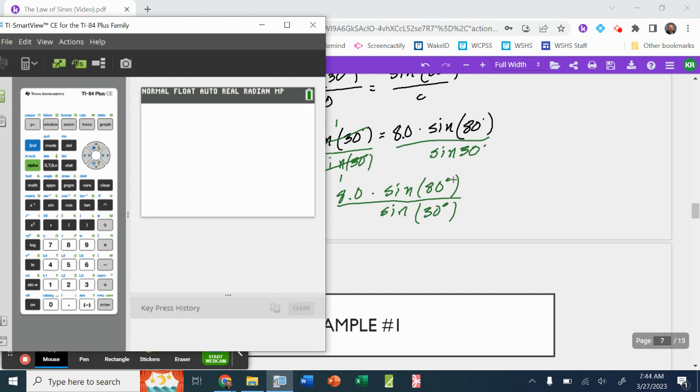So if you're working with angles that are measured in degrees, the first thing you always need to look at on your calculator is to see what measurement for angles your calculator is set to. Radians is another measure that is used in a lot of trigonometry, but for the applications we're going to do in here, we'll be using degrees.